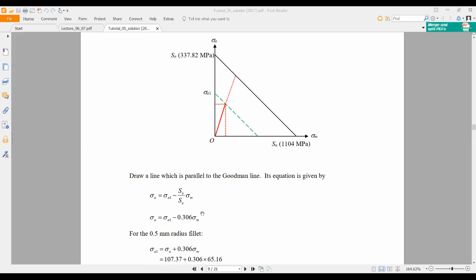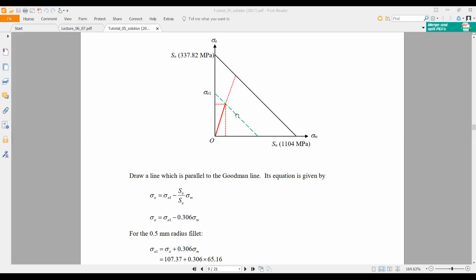Now what we can do, these equations belong to this one, but you can get the equation for this one as well, because this is parallel to this one, same gradient, and only the intersection will change. So this is shifted downward due to stress raisers. So you can find the new actual line. This is not a Goodman line, but you can find the actual line using this same gradient.